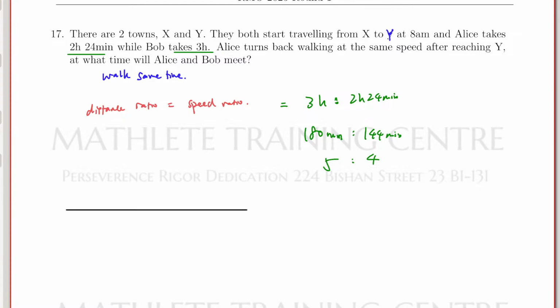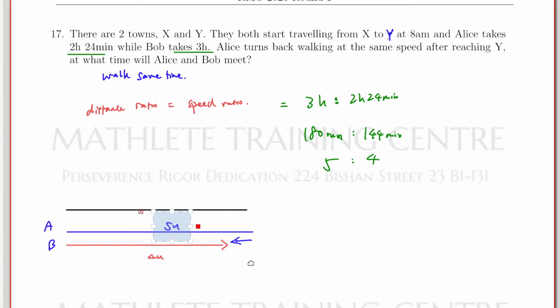So if you draw out the entire diagram, it means that Alice will go the entire way, then come back a little bit. This will give you a total of 5 units. Meanwhile, Bob will go a total of 4 units. Okay, so this is what it looks like here. So now what's the situation? We know that the entire distance will actually be 4.5 units.